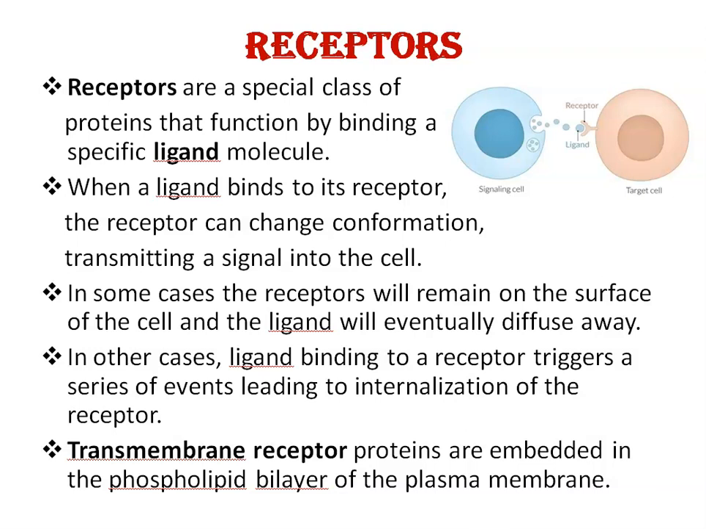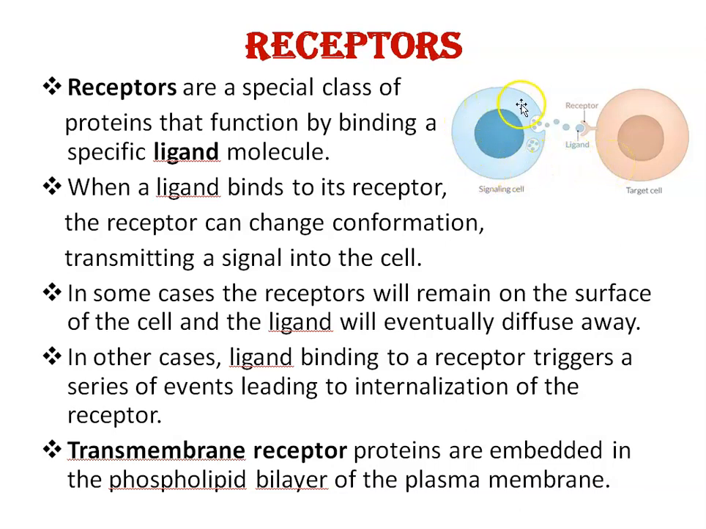Ligand molecule, if you remember, we have already discussed in our previous lecture, is a chemical messenger released by one cell, right, to signal either itself or a different cell. Just look at this diagram. This is the signaling cell that releases the ligand or chemical messenger, and the second one is the target cell that receives the chemical messenger.